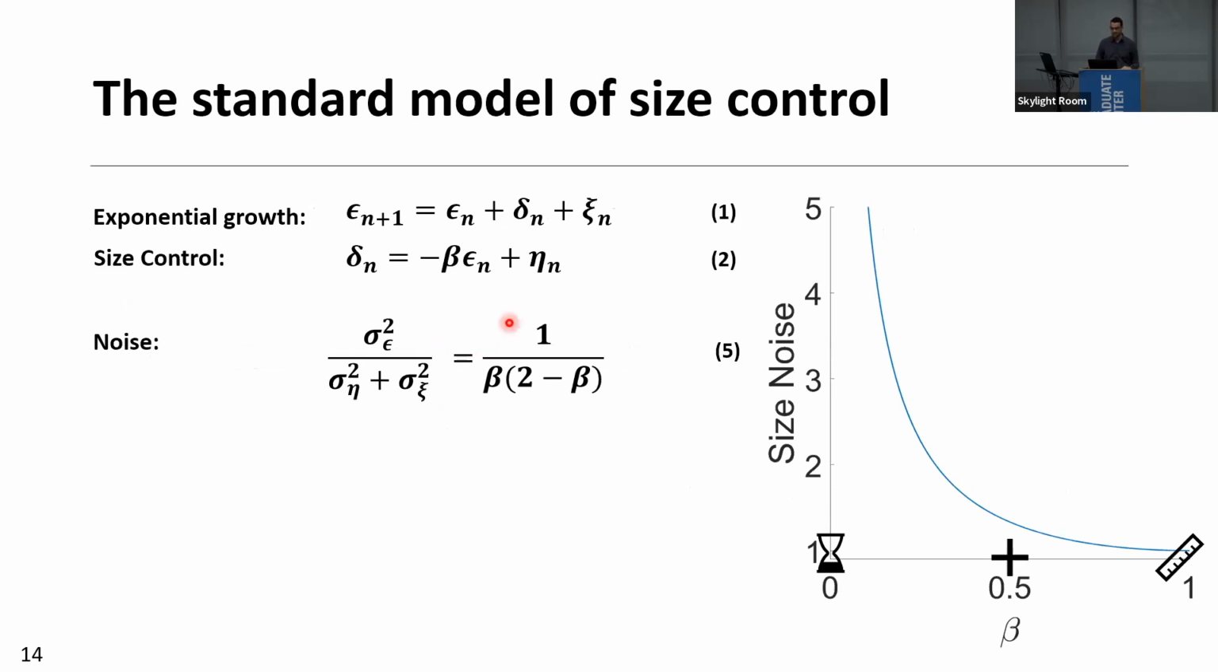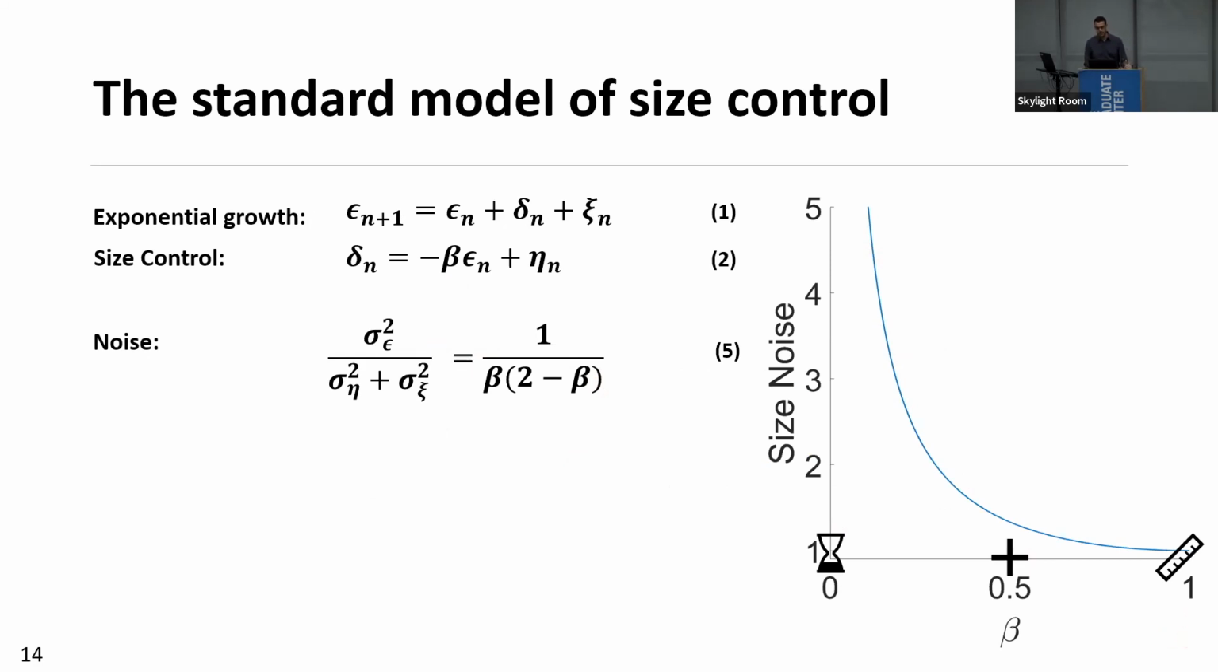Before going to the model, I just want to go back to the standard model and the prediction it makes about something like size control. It makes a prediction that size noise would just be maximum here at the timer behavior and then decay to a minimum at the sizer behavior for beta equal 1.